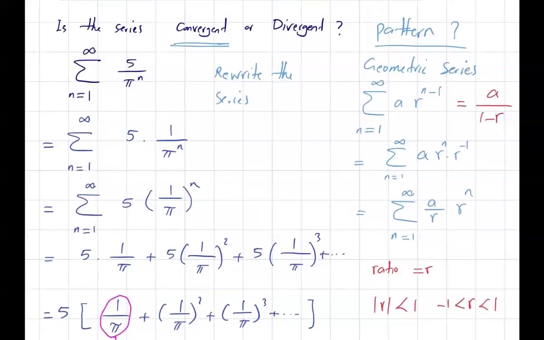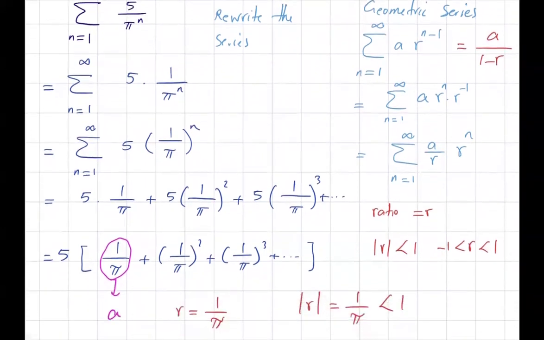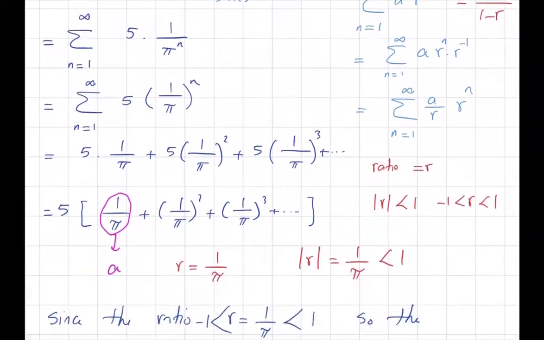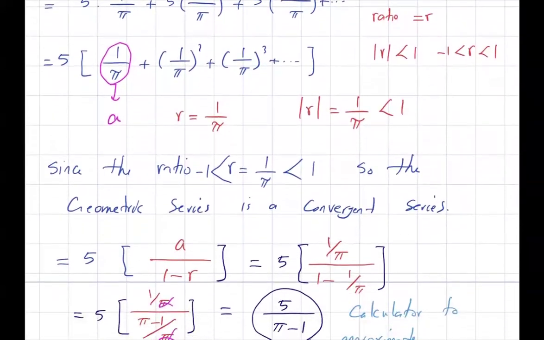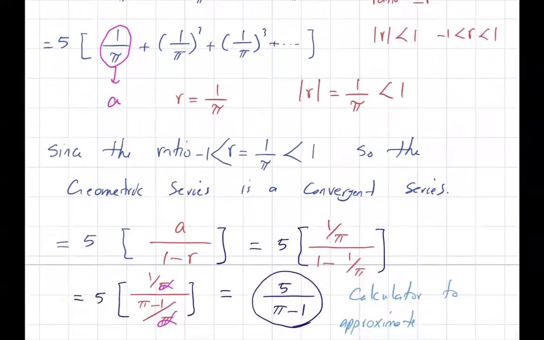Our goal always is to find a pattern. As long as you feel comfortable finding the pattern, then you should be fine. You can rewrite the series to find the ratio, and then you can write some terms to find the initial value, and then find the ratio, which in this case is 1 over pi. And then it is convergent to 5 times a divided by 1 minus r. Don't forget to multiply by 5 as well.